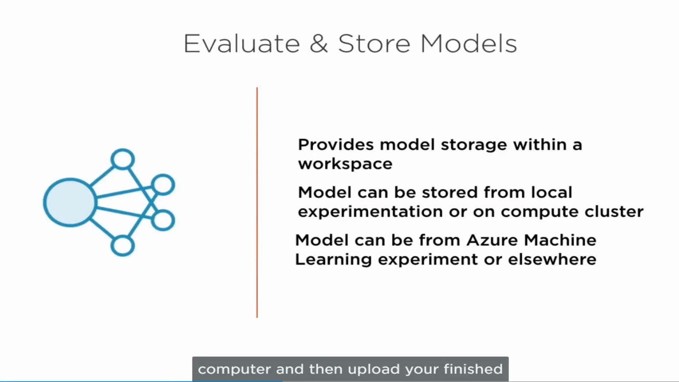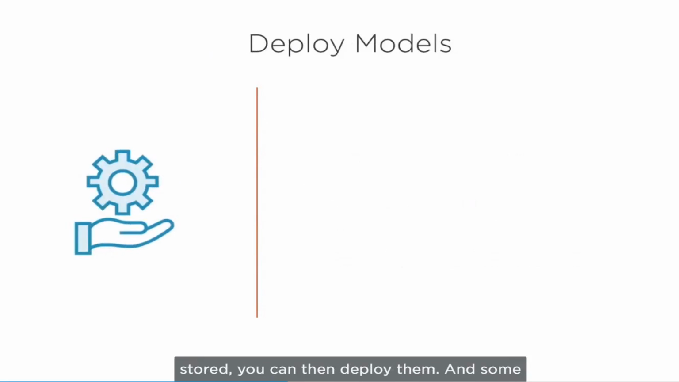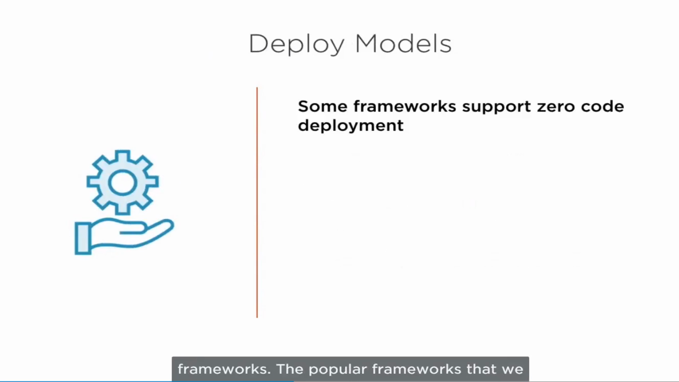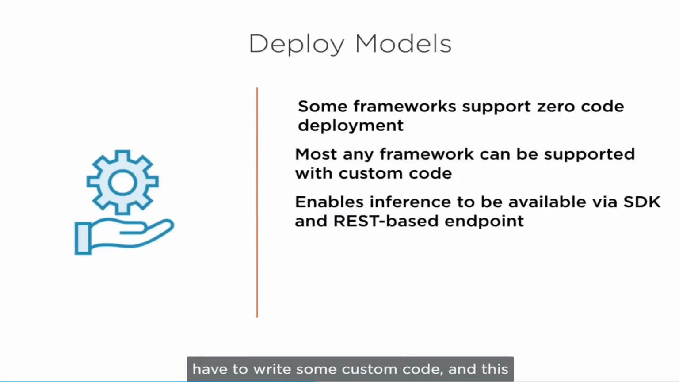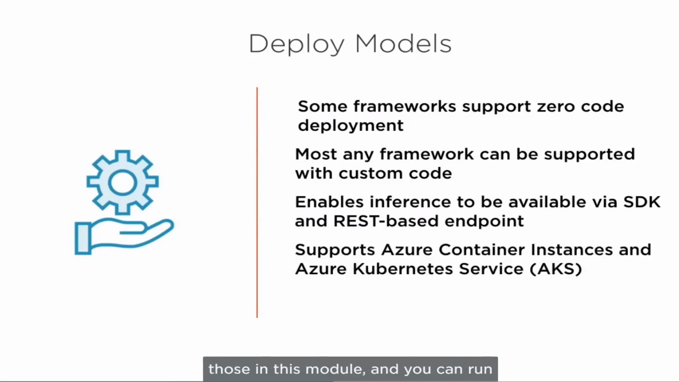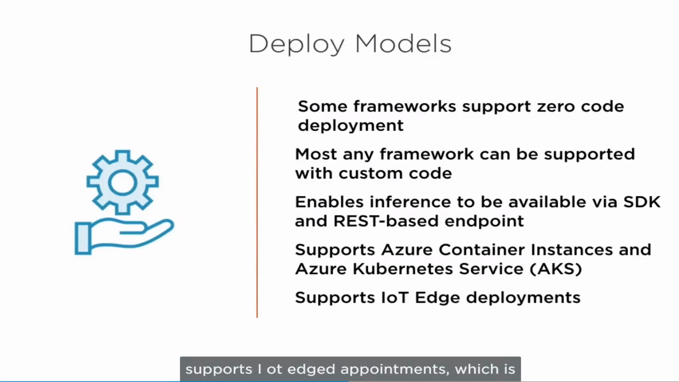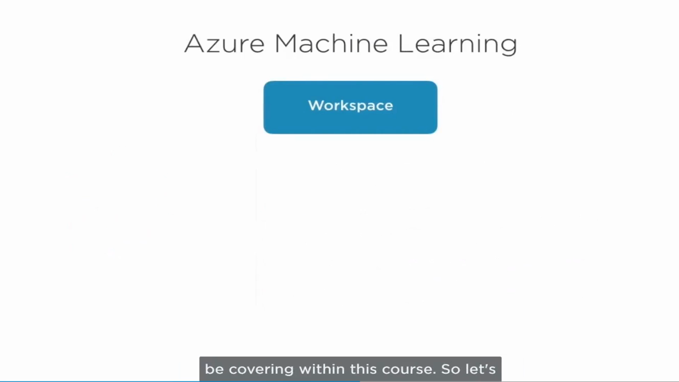And then from these models that are stored, you can then deploy them. And some frameworks, the popular frameworks that we mentioned, support zero-code deployment. So simply from your model, you can deploy those and operationalize them. But most any framework can be supported. You may just have to write some custom code. And this enables inference to be available, either via the Python SDK or a REST-based endpoint, and we'll be validating both of those in this module. And you can run these on Azure Container Instances or the Azure Kubernetes Service, AKS. It also supports IoT Edge deployments, which is a powerful feature, but not one that we'll be covering within this course. So let's take a high-level look at Azure Machine Learning.